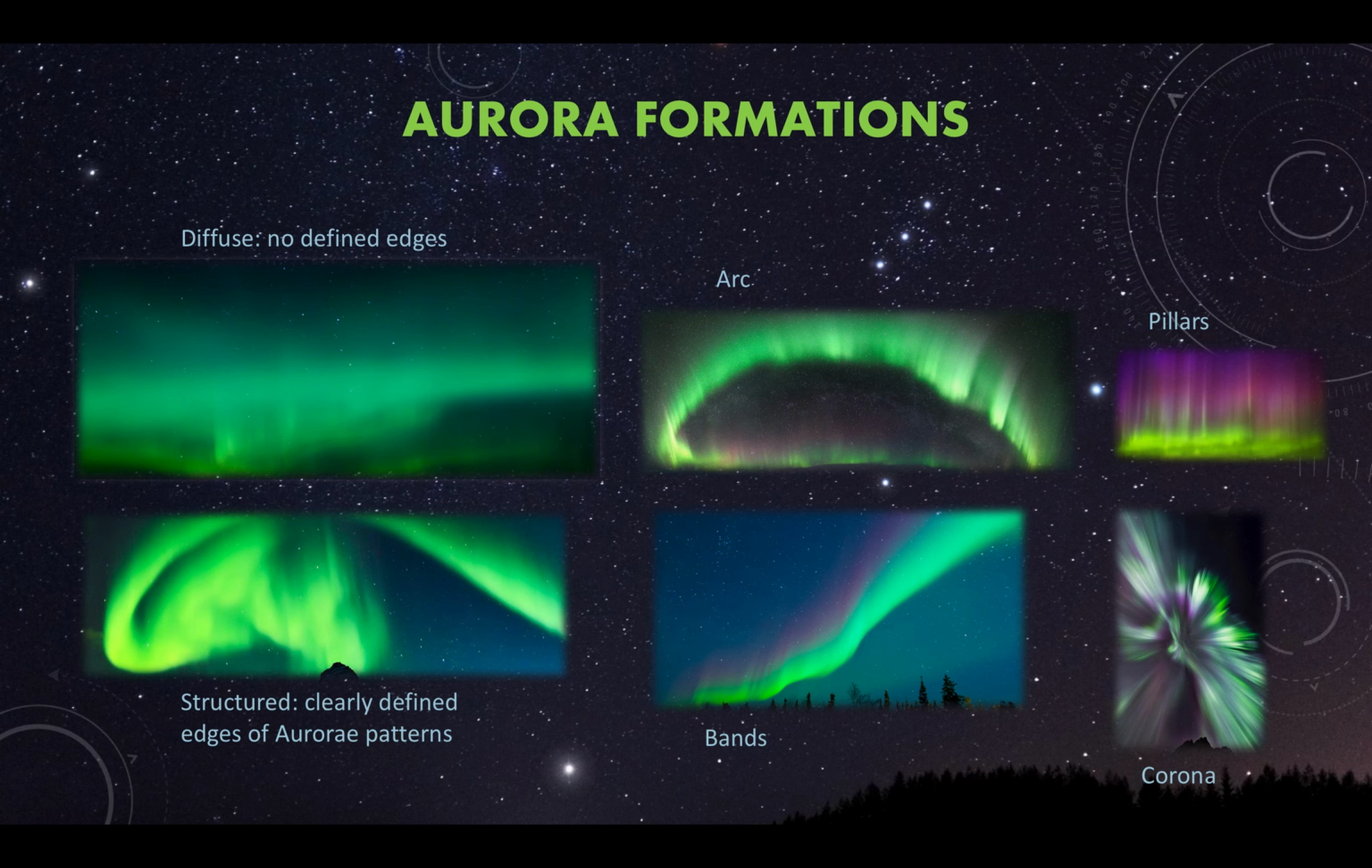There's diffuse, which means there are no defined edges, so it's kind of a blur, versus the structured ones where, as you can see in the picture, there are clearly defined edges in the patterns. Then you have the arc, which is more like an arc shape. Then we have bands, which is often what people think of when they think of the Aurora Borealis, and then you have pillars, and then the most rare one, which is the corona, which is what you'd see when you're standing directly beneath the pillars.